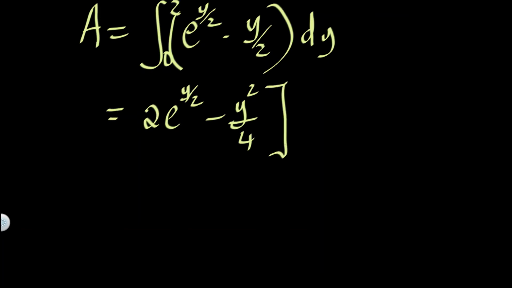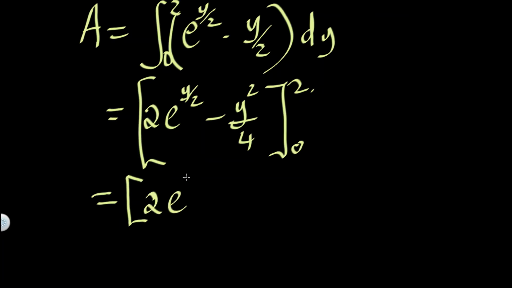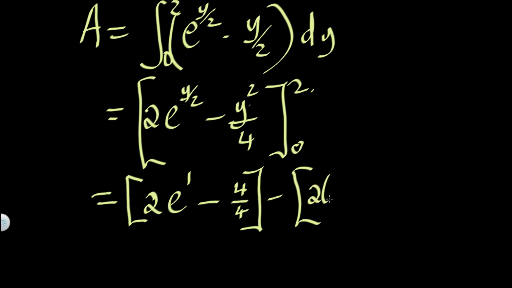Now from here we have limits 0 and 2. We substitute our upper limit, which is 2. If we put 2 for y, we have 2 e to the power 1, because 2 over 2 is 1, minus y squared over 4, which is 2 squared over 4, so 4 over 4, which is actually 1. Minus, now let's substitute our 0. e to the power 0 is simply 1, so it's 2 by 1 minus 0.